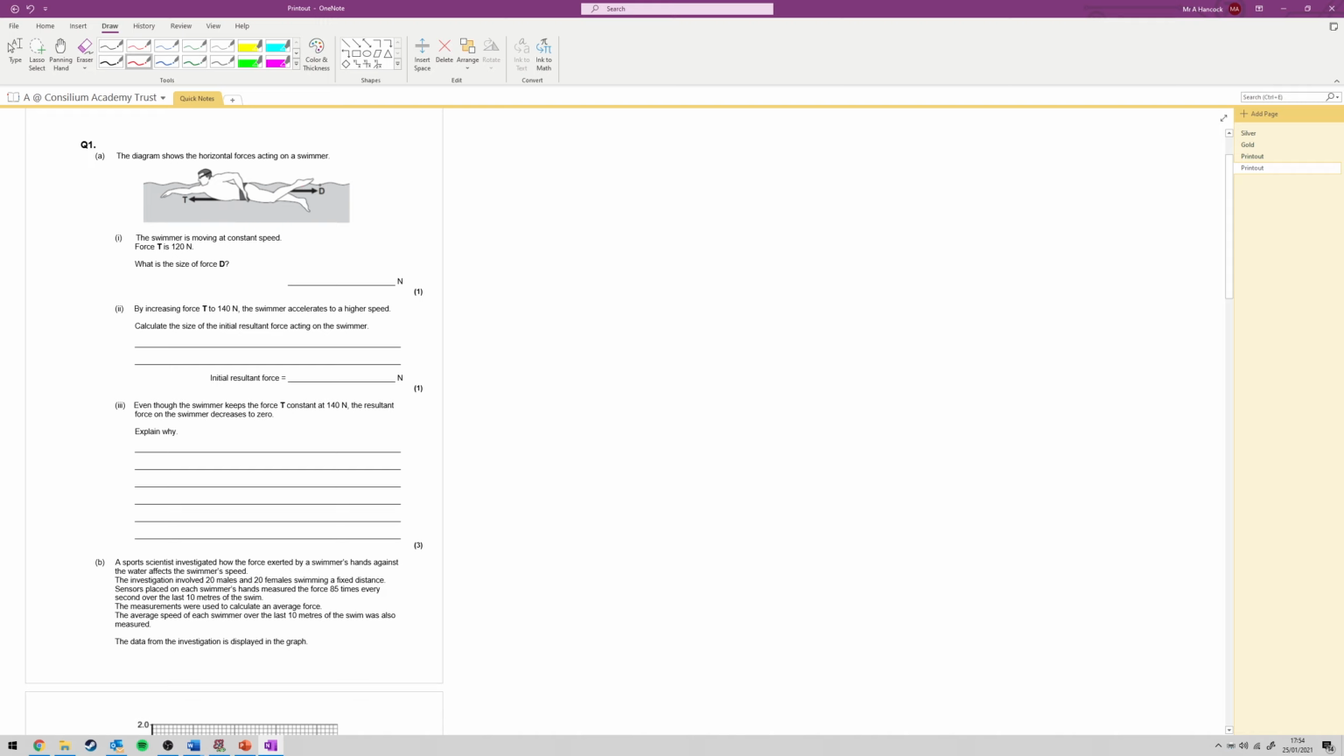The diagram shows the horizontal forces acting on a swimmer. Now, I don't like this diagram. As a physicist, I like to draw circles and squares only. So I'm going to draw a little circle here, and there's my swimmer. And it says that there is a T force going this way, and there is a D force going that way. The force T is 120. Okay, so I'm going to write that 120 newtons. They've said that this swimmer is moving at a constant speed. Well, what does that mean? Constant speed.